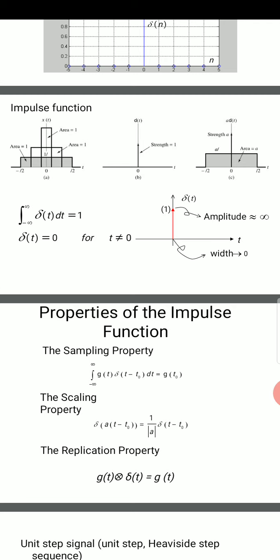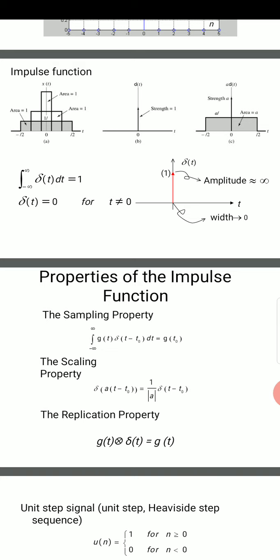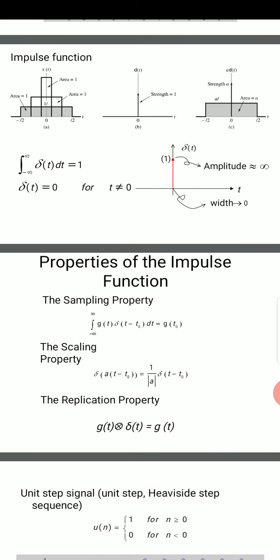The sampling property: the integral from minus infinity to infinity of g(t) delta(t minus t naught) dt equals g(t naught). The shifting property: multiplying by a shifted delta function results in advance and delay in time. What is the scaling property? Scaling means reducing or expanding the amplitude of the signal. delta(a(t minus t naught)) equals 1 upon mod a times delta(t minus t naught). This is a delay function.